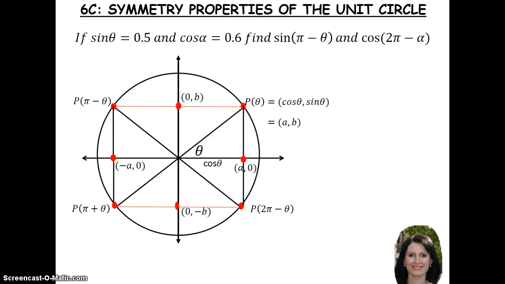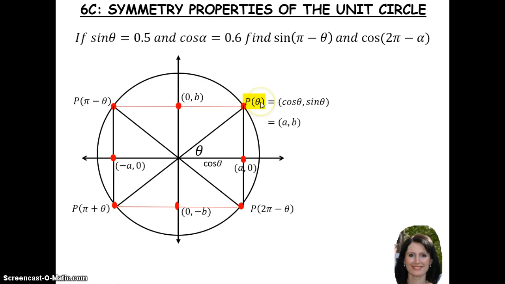Okay, now moving on, here we have our unit circle again, and here are all the points that we talked about in the beginning. Now, the question that we're given is, if sine theta equals 0.5 and cos alpha equals 0.6, find sine of pi minus theta and cos of 2 pi minus alpha. Okay, so let's think about this.